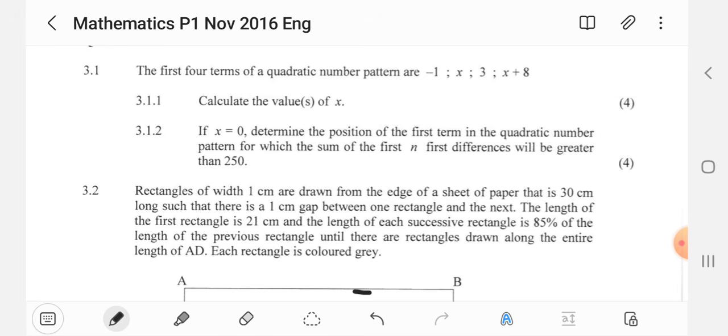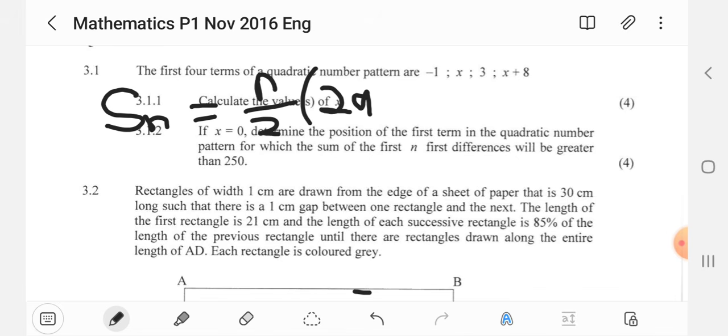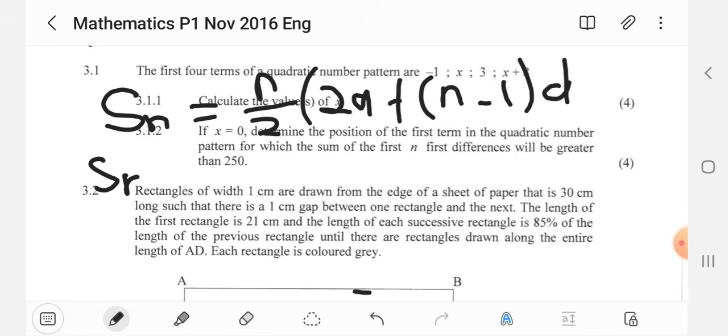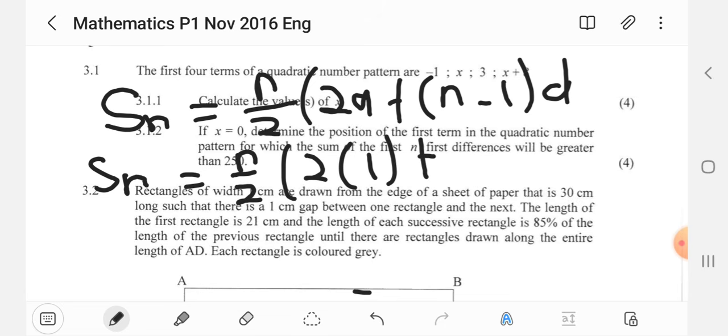So we have the sum. So we'll have Sn equals n over 2 into 2a plus n minus 1 into d. So Sn equals n over 2, a is 1, plus n minus 1, and the difference is 2.